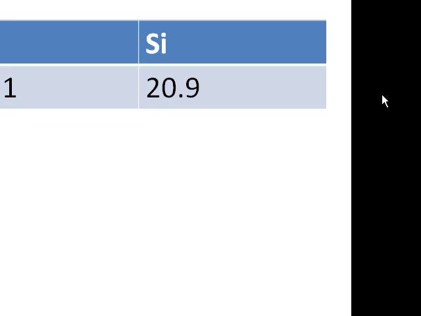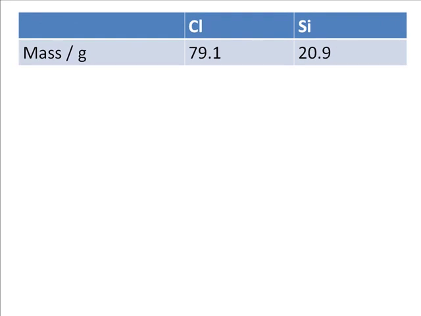Now can we just take the ratio of the masses to derive the empirical formula? The answer is no. Since a mole of chlorine and a mole of silicon have different masses, their masses 79.1 grams and 20.9 grams do not tell us the amount of chlorine and silicon atoms that are present in the compound. To compare the amount of chlorine and silicon present, we will need to convert the mass into moles. We can do this by dividing the mass by the molar mass.